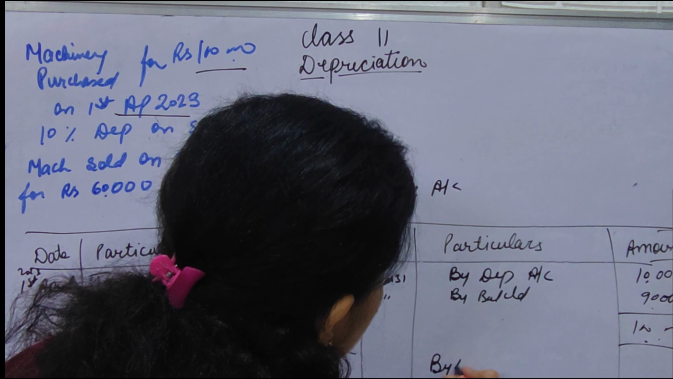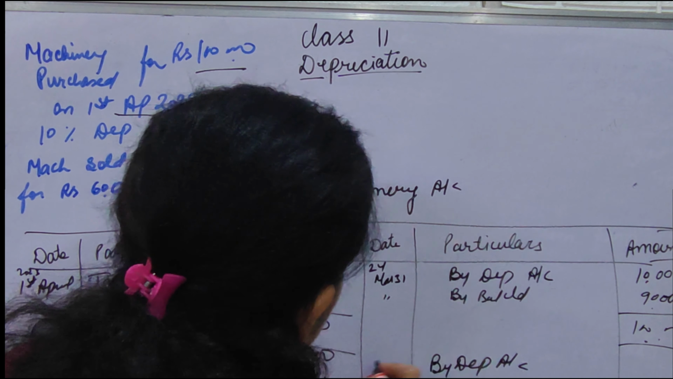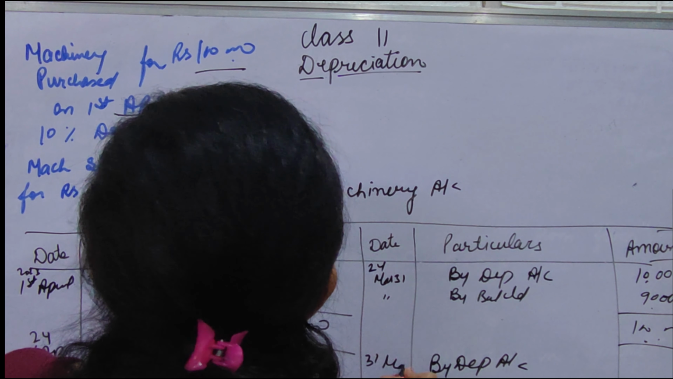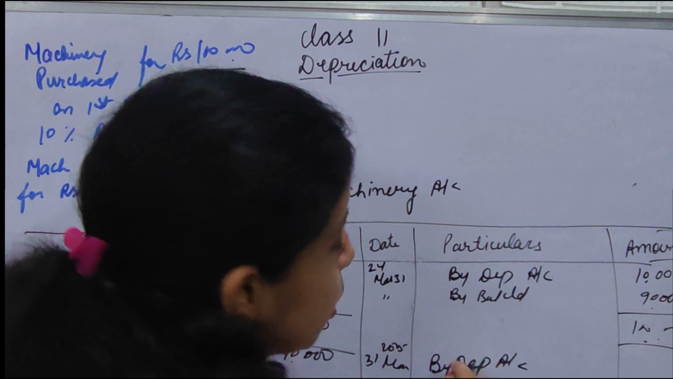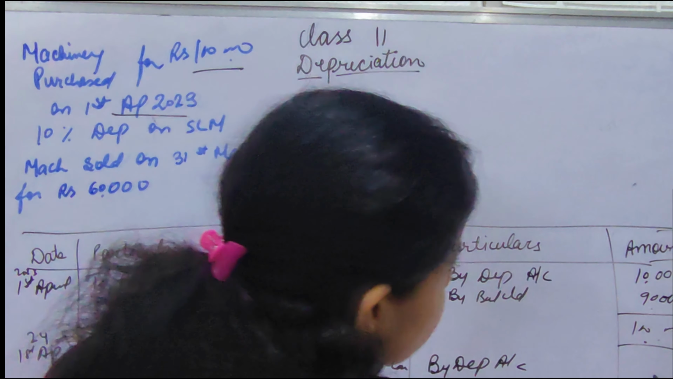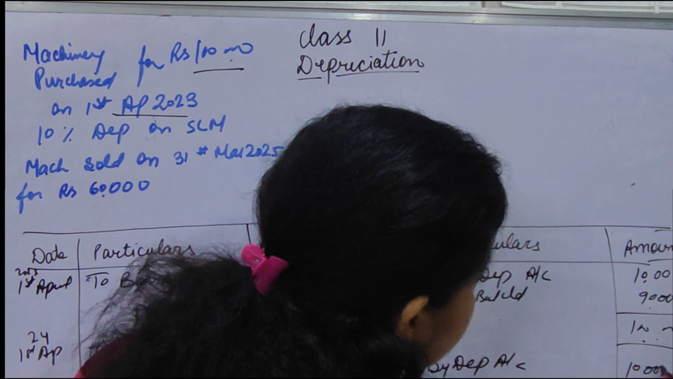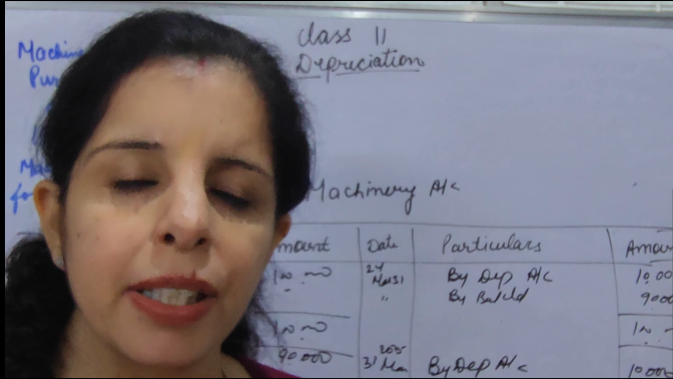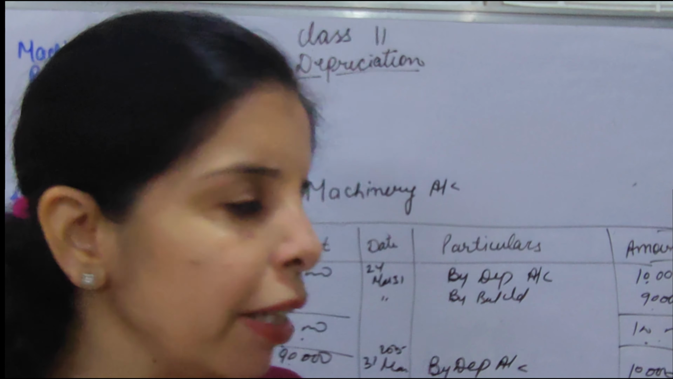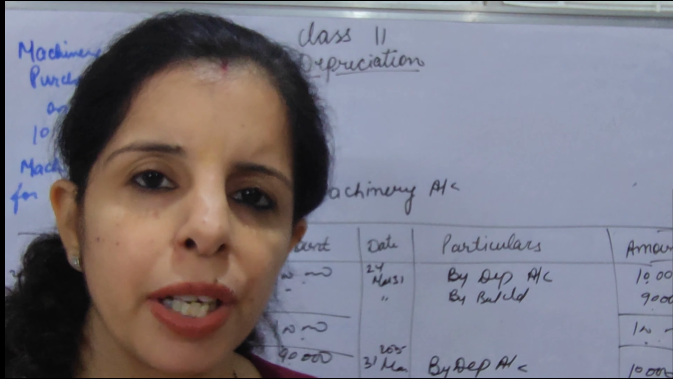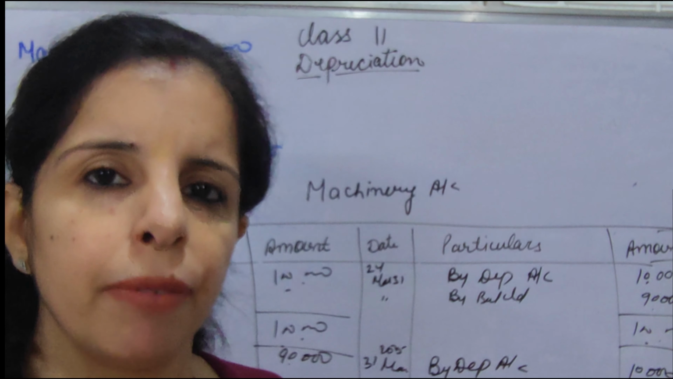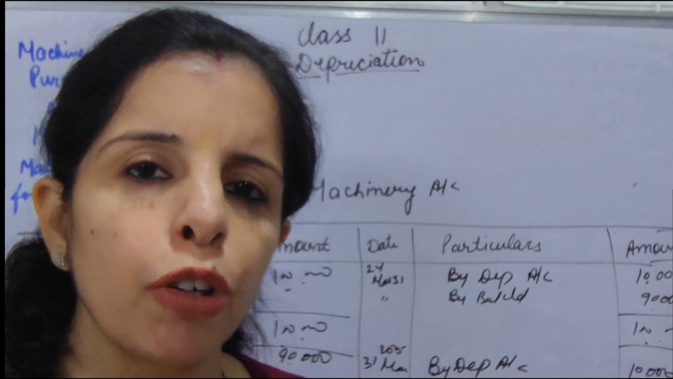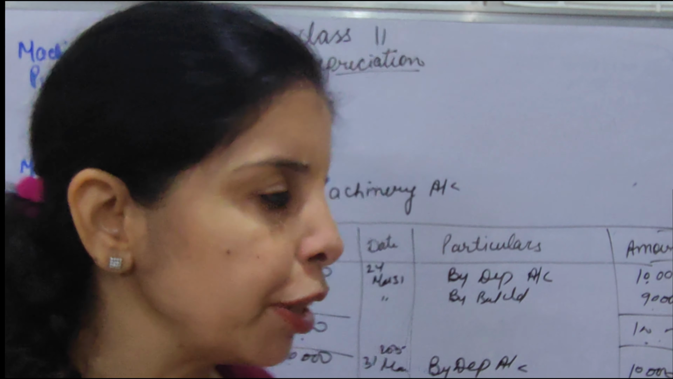Again in this year, at the year end we'll be charging the depreciation. So by depreciation account, the date will be 31st March 2025, 10% of original cost. Original cost was 1 lakh, so it's 10,000. Now on the same date we have sold this machinery. So when we sell, we do 3 calculations. We write 3 entries: depreciation entry, by bank entry when the machinery is sold, and we find out profit or loss on sale of the machinery.